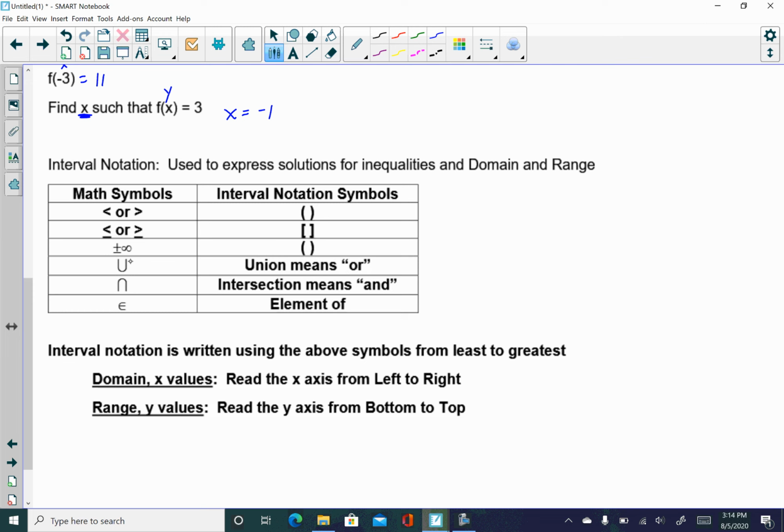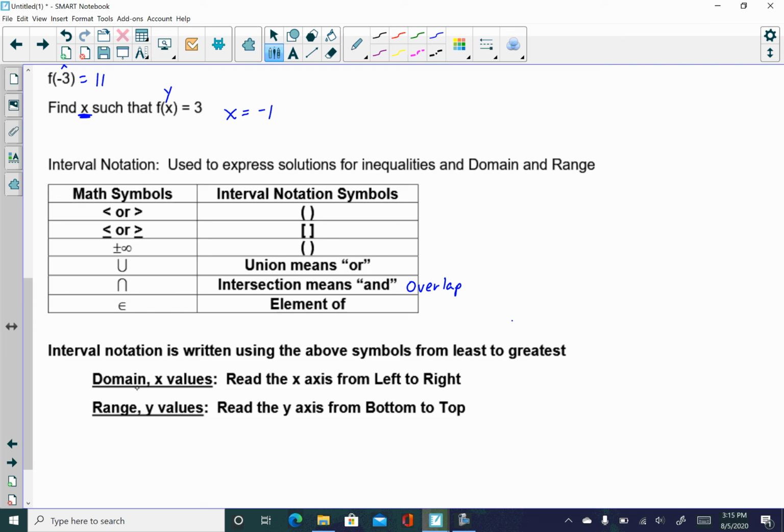The U-looking symbol here stands for union, and union always indicates or. I'll talk a little bit more about that as we get to problems like that. The upside down U is referred to as intersection, and intersection means and, where they overlap. So I want to put that there. Again, I'll talk more about that as that arises. And then the last symbol here kind of looks like a curved E, and it is the symbol for element of. Interval notation is written using these symbols, always going from the smallest value to the greatest value.